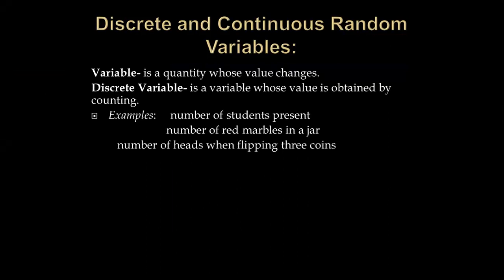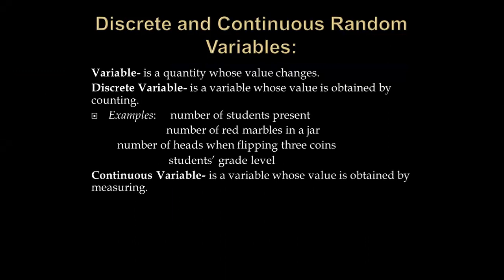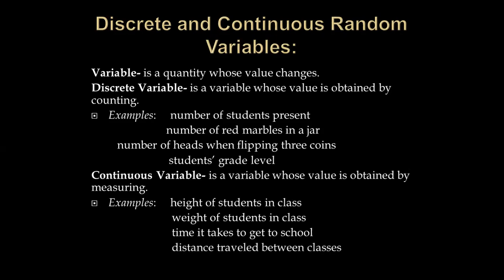of heads when flipping 3 coins, students' grade level. And we have a continuous variable, a variable whose value is obtained by measuring. So we have an example as height of students in class, followed by weight of students in class, time it takes to get to school, distance traveled between classes.